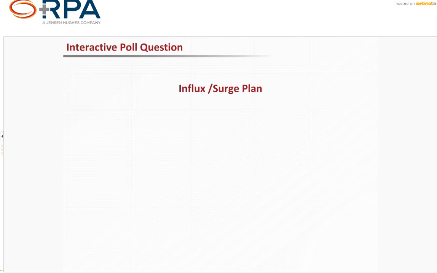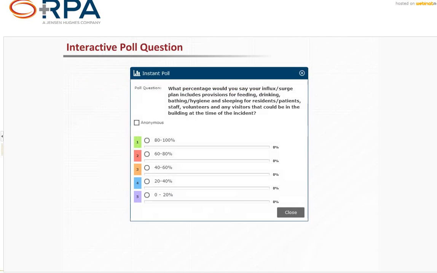Okay, so we got another quick question here. What percentage would you say your influx surge plan includes provisions for feeding, drinking, bathing, hygiene, and sleeping for residents, patients, staff, volunteers, and any other visitors that could be in the building at the time of an incident?